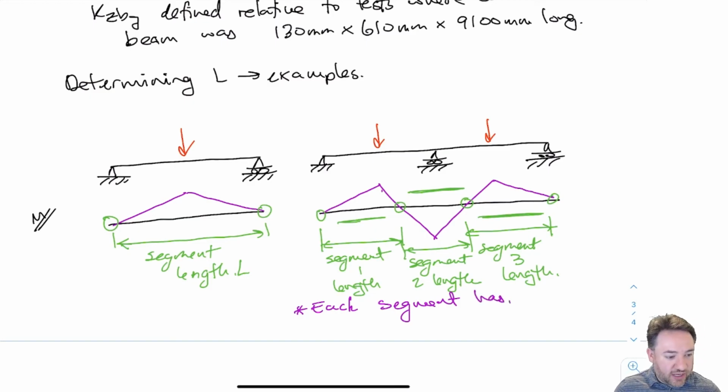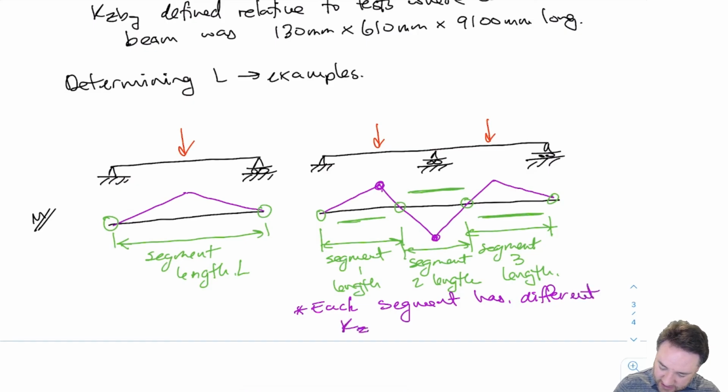Basically, for each segment, I'm going to have to calculate a different moment resistance. And that moment resistance will be compared to the maximum moment within that segment. So I'm going to have an MR for segment 1 and an MF for segment 1. And I'm going to have an MR for segment 2 and a different MF. This is the MF for segment 1. This is the MF for segment 2. So each section has a different KZBG. Somehow KZBG is the hardest thing in this whole course to write down legibly. And therefore a different MR.